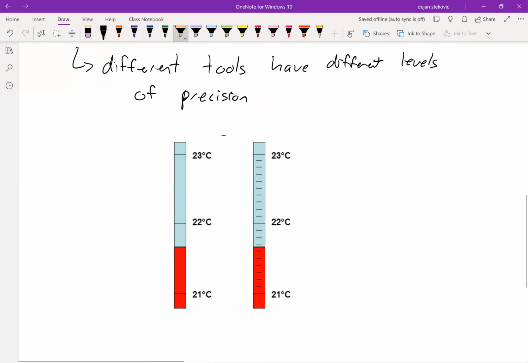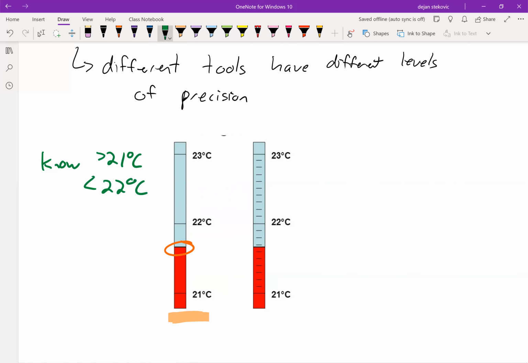So let's go ahead and take a look at the one on the left here. And right, we can see our thermometer reading is right up here. So let's think about what we know. Well, we know that our temperature is greater than 21 degrees Celsius, right? And then we also know that it's less than 22 degrees Celsius, right? That's what you know. And then you're allowed to guesstimate one additional digit, right?